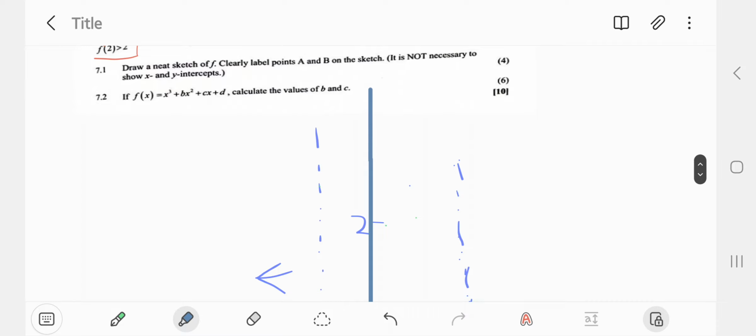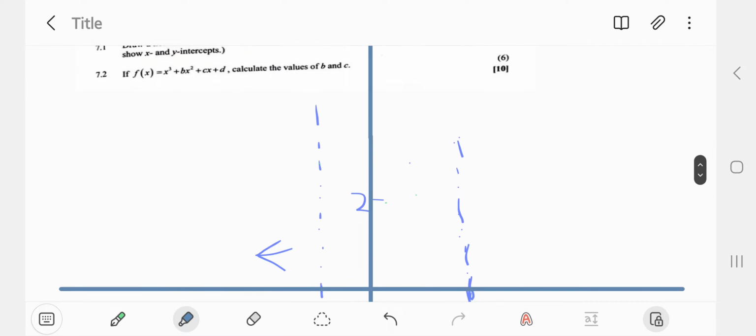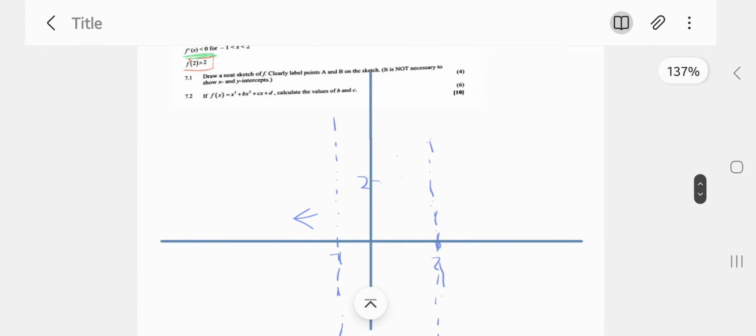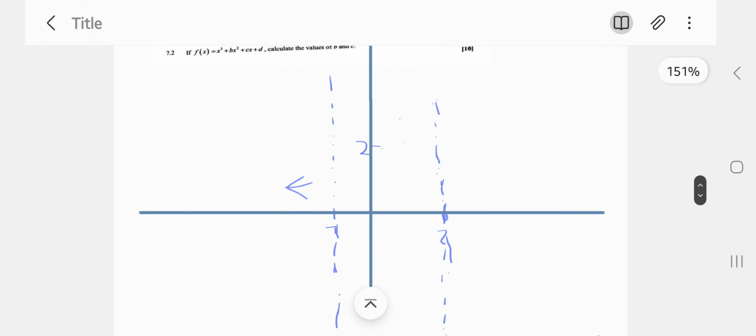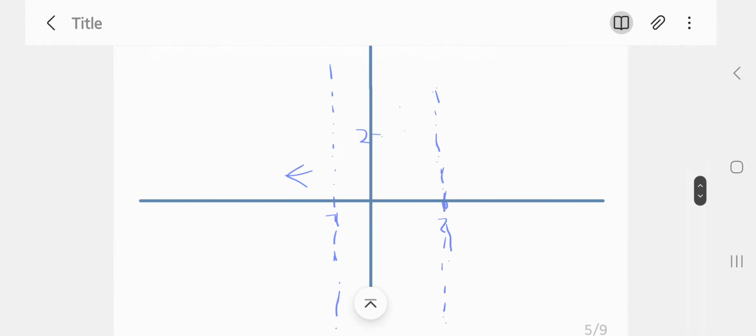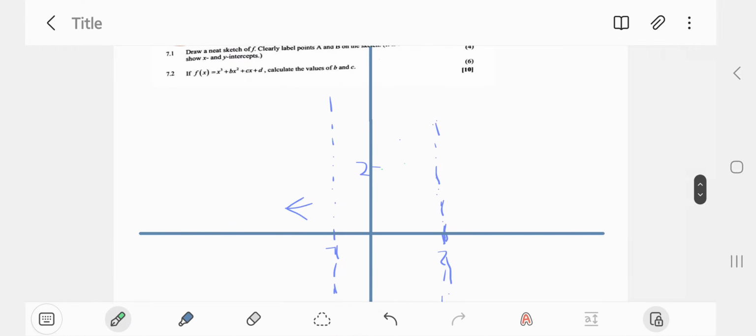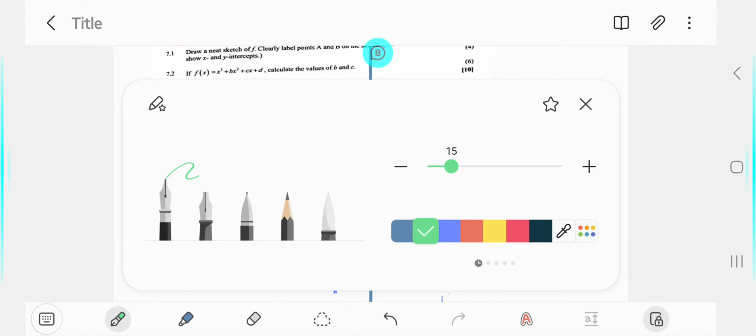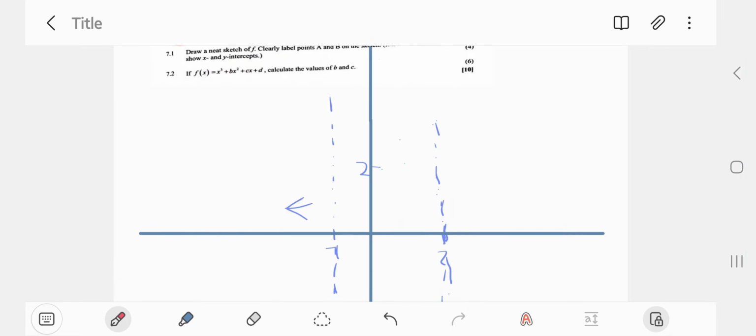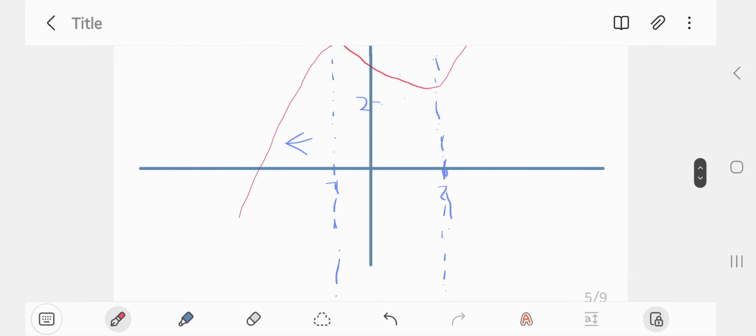So I just want to quickly extend this there, and then let's go. So our graph in essence will look something like this. Just use a different color. Looks something like this, right? So that's the turning point, and then the graph will come and have another turning point here. So the graph will go all the way that way, right?